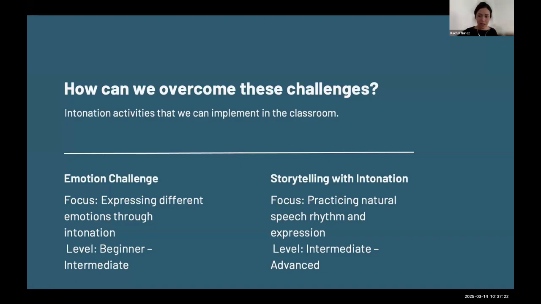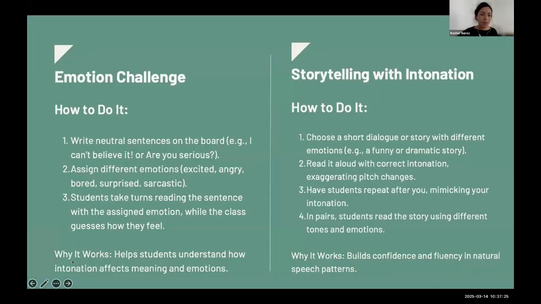Okay, let's take a look deeper. Okay, the emotion challenge. How to do it. You write neutral sentences on the board. So for example, if I'm the teacher and I have the board, I would put, I can't believe it. Are you serious? Okay. And I would assign different emotions to each student. So I would say, okay, I don't know, Paula, you're going to be excited. Irene, you're going to be angry. Pablo, you're going to be bored. I'm using Spanish names because I work with Spanish people. So you would assign different emotions, okay?